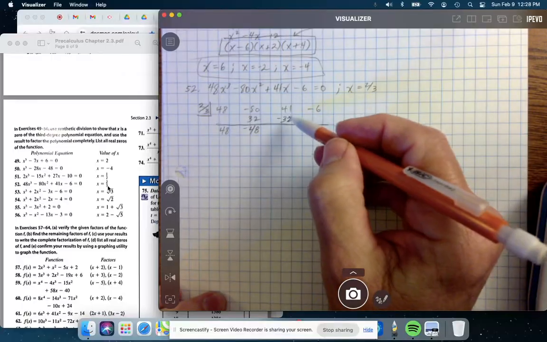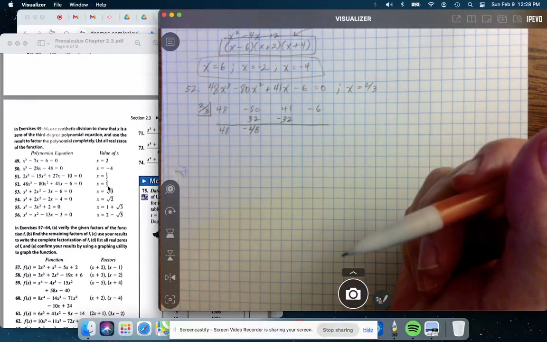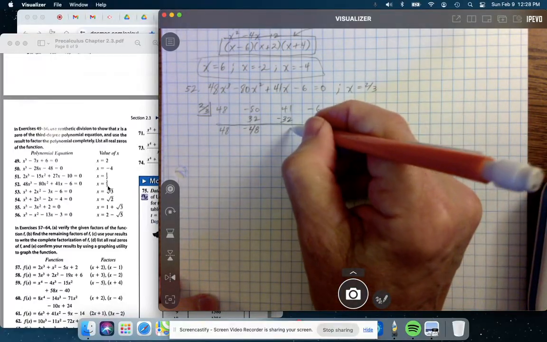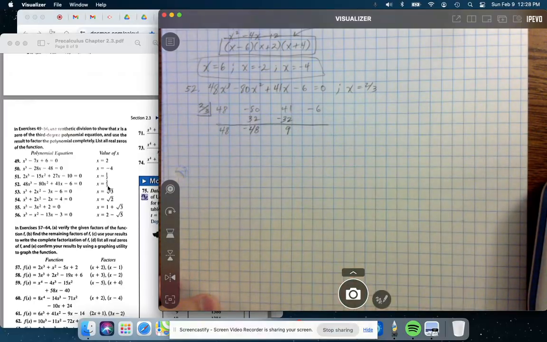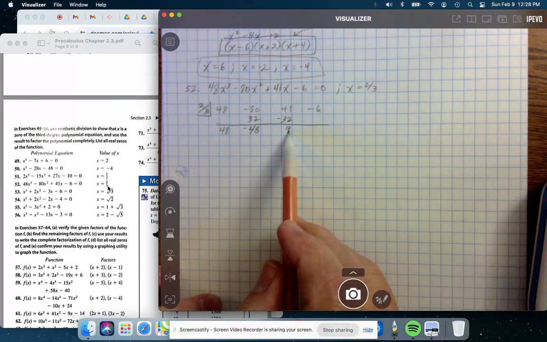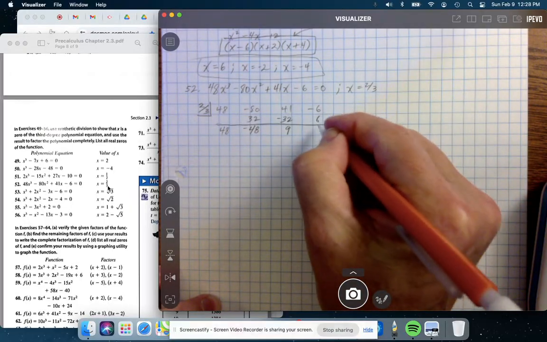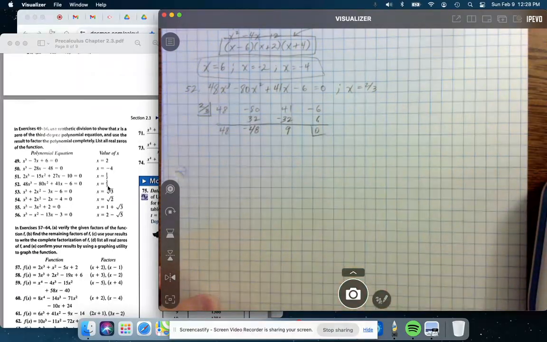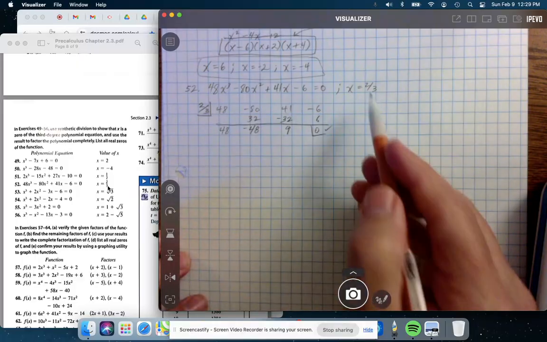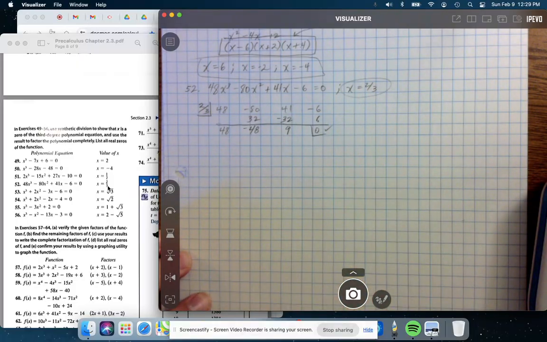All right, and now the difference between these looks to be 9. So 9 divided by 3 is 3, times 2 is 6. Add, you get 0. All right, everything's good. I was supposed to get 0, I got it, so I'm pretty confident that these are the correct coefficients. So I've shown that 2/3 is in fact a 0.